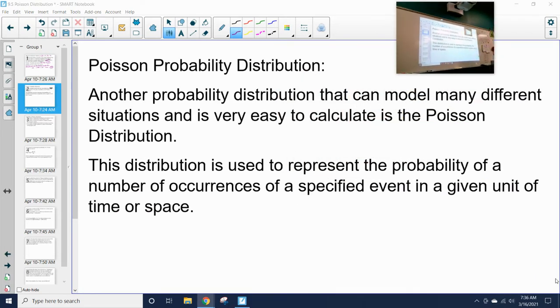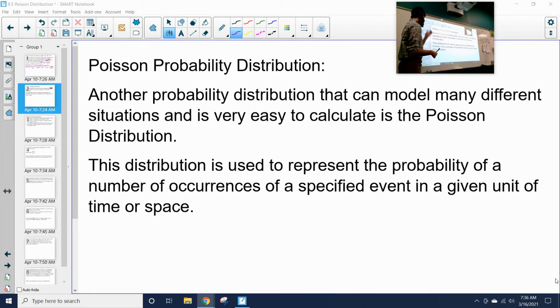So for Poisson distribution, it's another probability distribution that can model different scenarios and is very easy to calculate. We're going to calculate it pretty much the exact same way. We're going to use a table. I will hopefully print out these tables for you so you can have access to them.